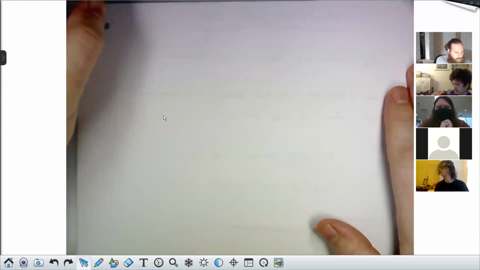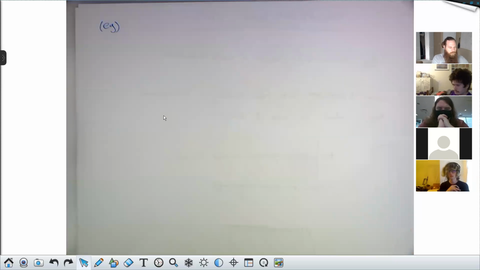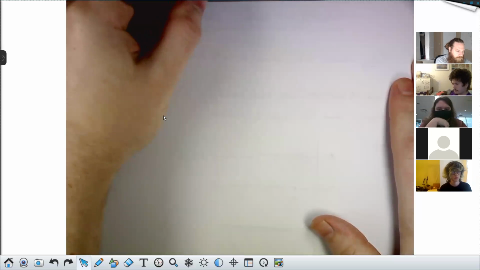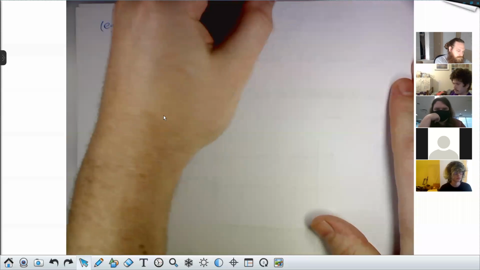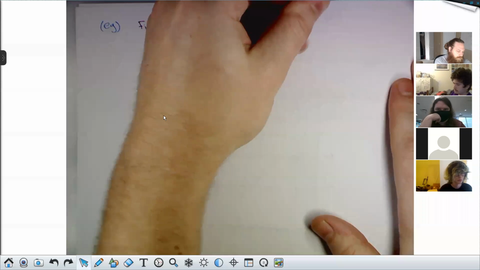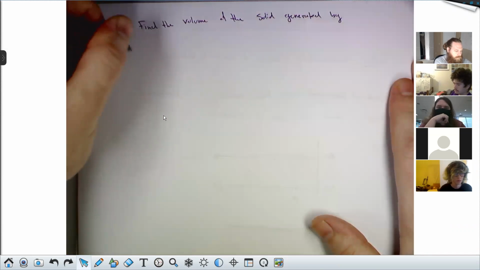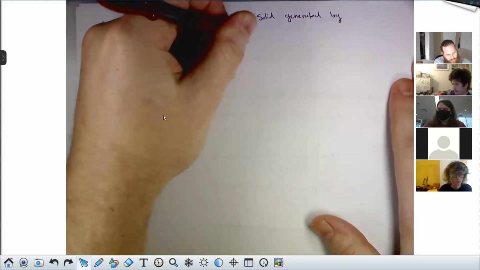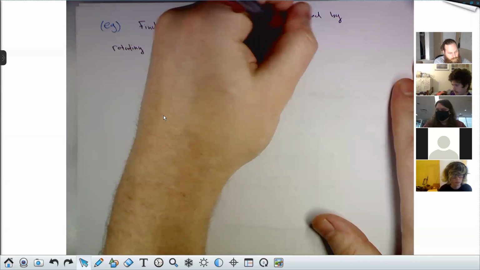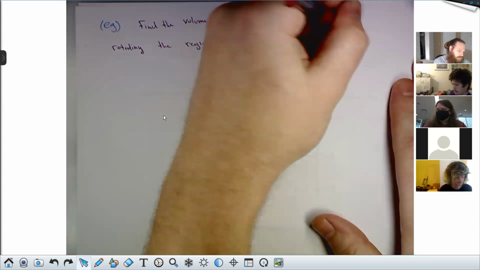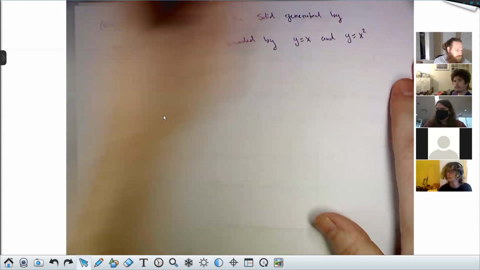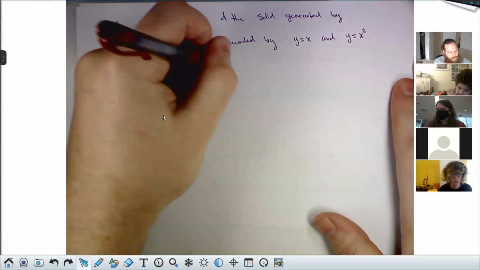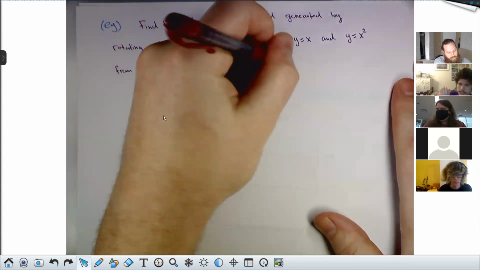So for now, I'd like to look at one more problem, I'll use the darker pen, where we're using the disk washer method to find the volume of the solid generated by rotating the region bounded by y equals x and y equals x squared from x equals 0 to x equals 1 about, we'll do the x-axis again.